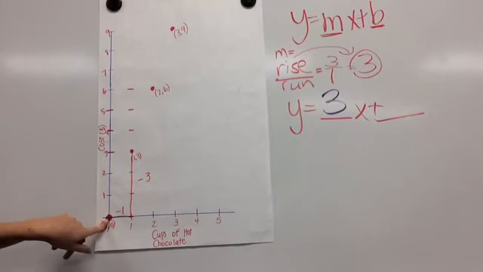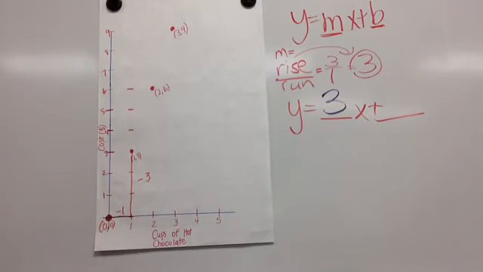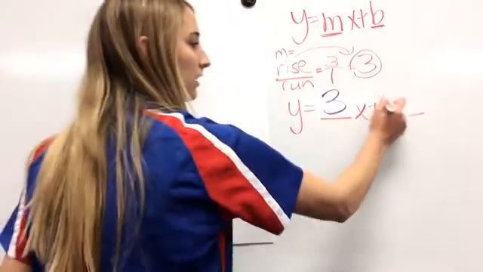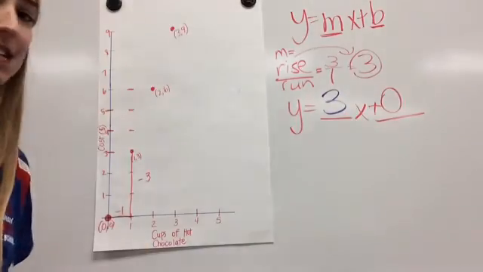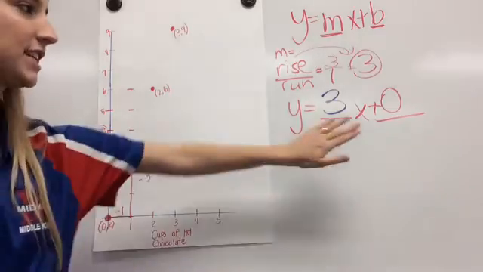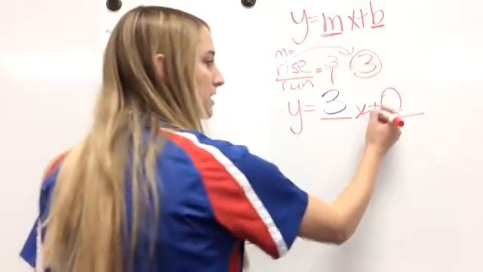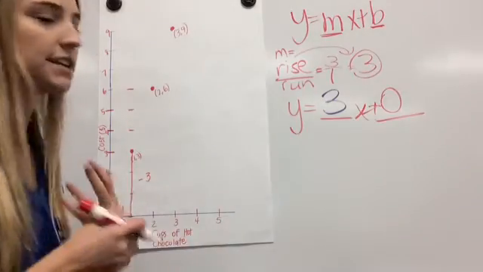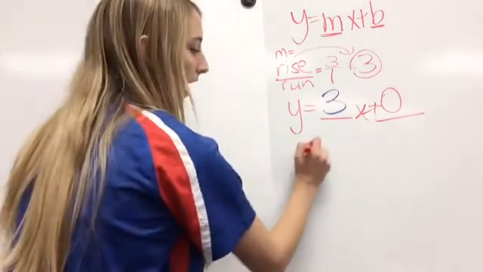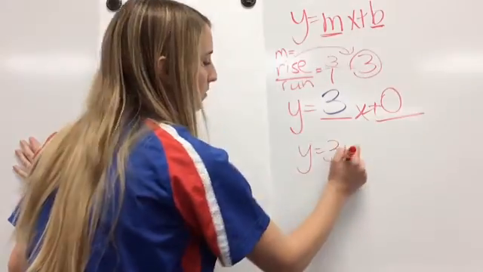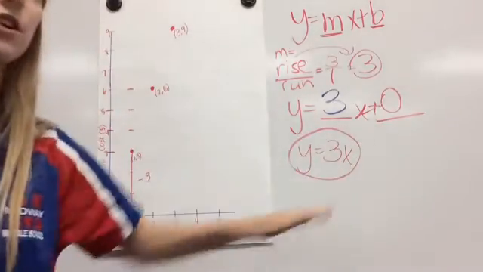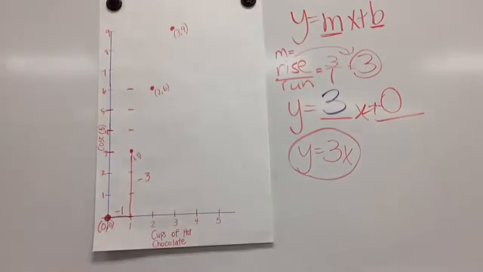So this means that my y-intercept is 0, because it crosses the y-axis at 0. So it's y equals 3x plus 0. If you ever have this as an equation, you can just take that off. You can remove the plus 0 because it doesn't change the equation. y equals 3x is the same thing as y equals 3x plus 0. So we just leave off the plus 0, and that is our equation: y equals 3x.